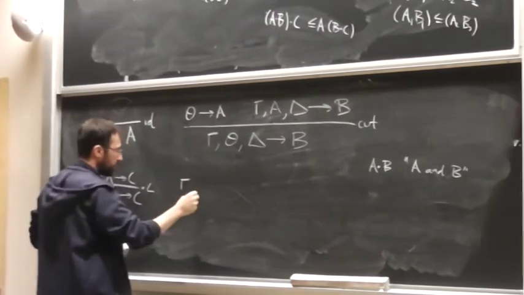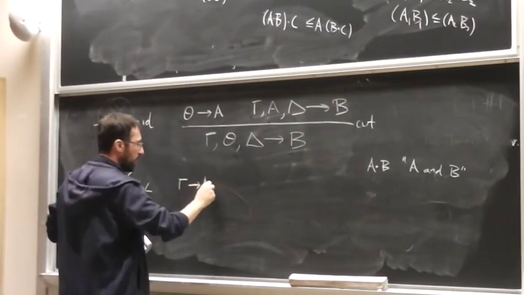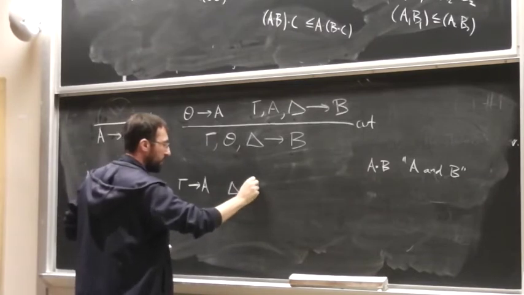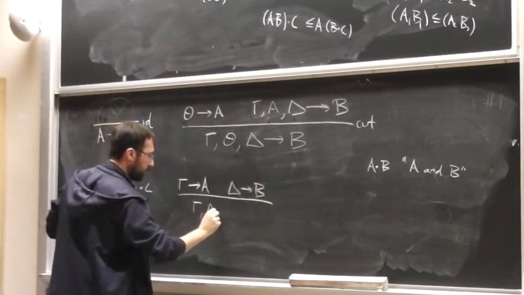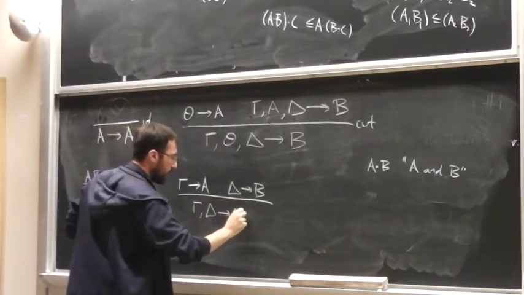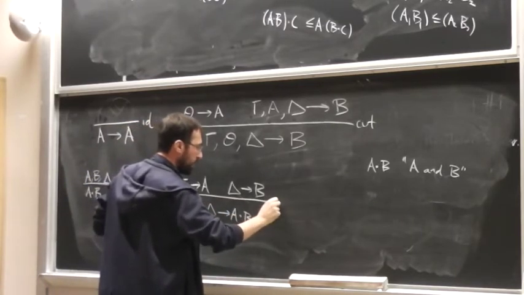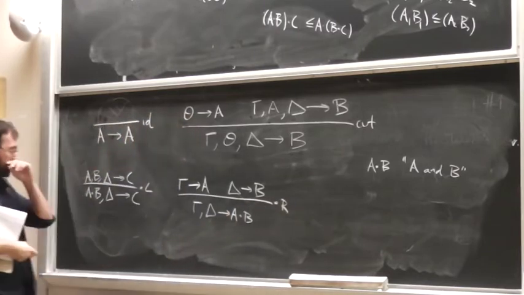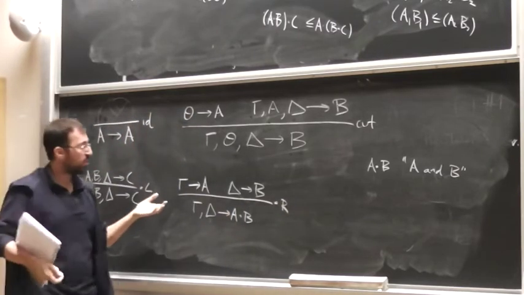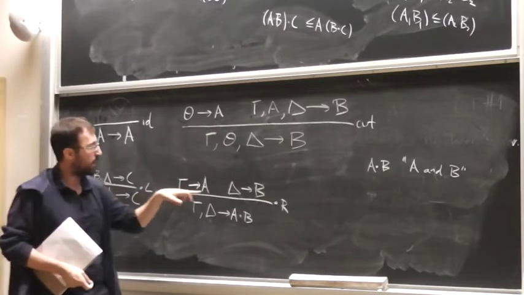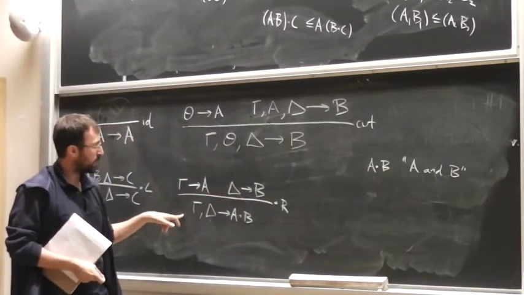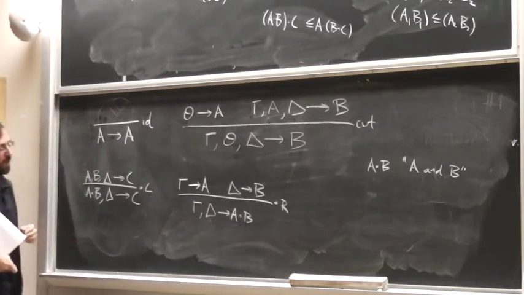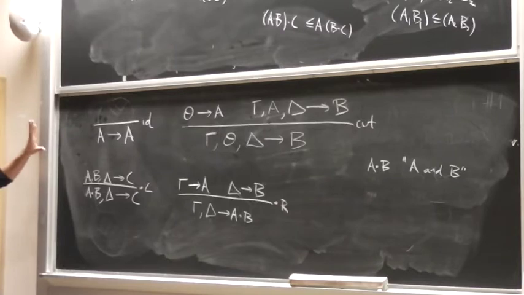Then another rule, which is called the right rule. It says this. If you think about this as conjunction, if we can show A under hypothesis gamma and B under hypothesis delta, then we can show A and B under hypothesis gamma together with delta. Now, these are all the rules. So these are the rules of the system that we're going to use.